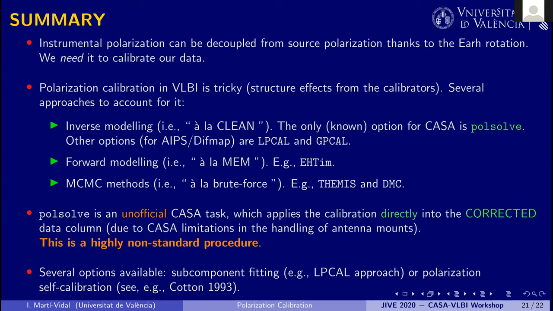So remember that PoleSolve is an unofficial CASA task, okay, which applies the calibration directly into the corrected data column. Okay, so please don't run applycal after you have run PoleSolve, because otherwise you will lose your calibrated data, okay? This was due to some CASA limitations that I found when handling antenna mounts. And remember, this is a highly non-standard procedure. So you have to take it into account in your scripts if you're going to use PoleSolve, okay?